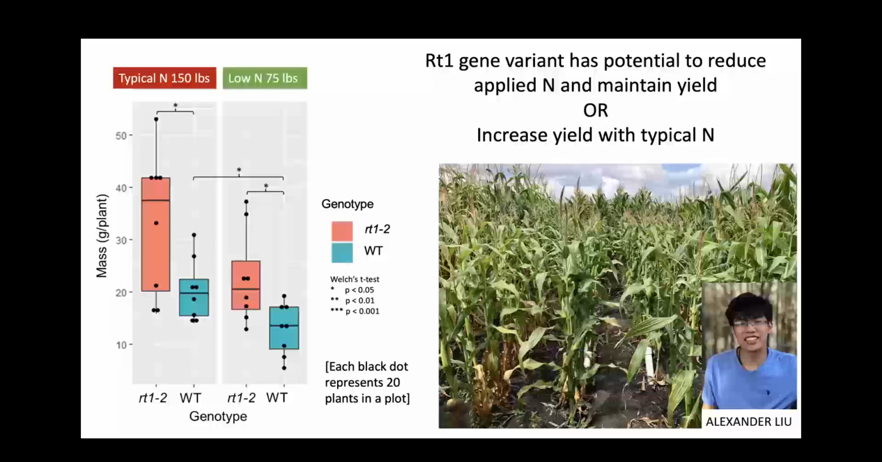So Alex has been crossing this into as many different backgrounds as possible, and we would love to get this in elite germplasm someday. I haven't figured out how to do that yet. For all I know, this gene has already been selected for in that germplasm. I don't know that either. That would be awesome, but I'm trying to figure out how to make that happen. Meanwhile, we do have this in many backgrounds, and probably next year we'll have the data to show what it means in different backgrounds and hybrids as well.